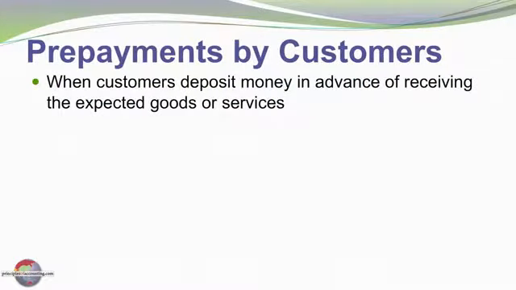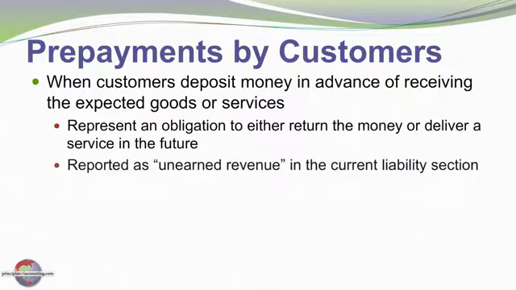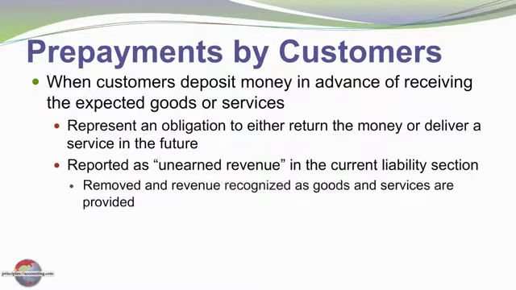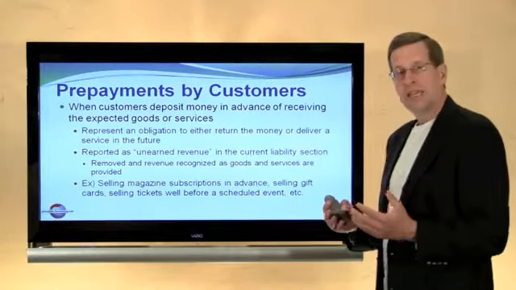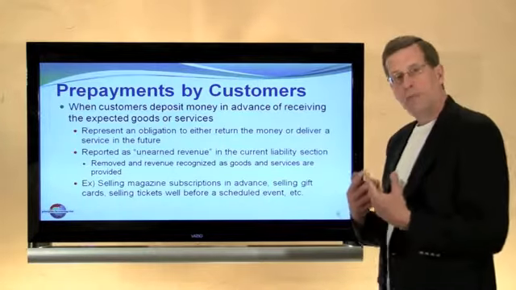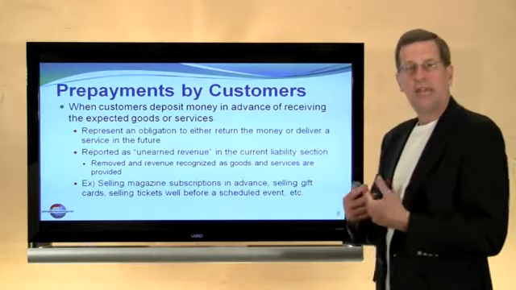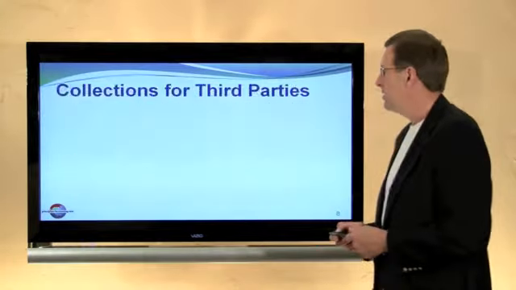Prepayments by customers is another current liability. When customers deposit money in advance of receiving the expected goods or services, those deposited monies would be shown as a current liability because they represent an obligation to either return the money or provide the service. These amounts are often called unearned revenue. They're removed and recognized in revenue as the goods and services are provided. Examples would be selling magazine subscriptions in advance, selling gift cards, tickets for an airline or a concert or something of that nature. All of the money that's paid by the customer to the company in advance of the service being provided would be carried as a liability until it's earned by the provider of the services.